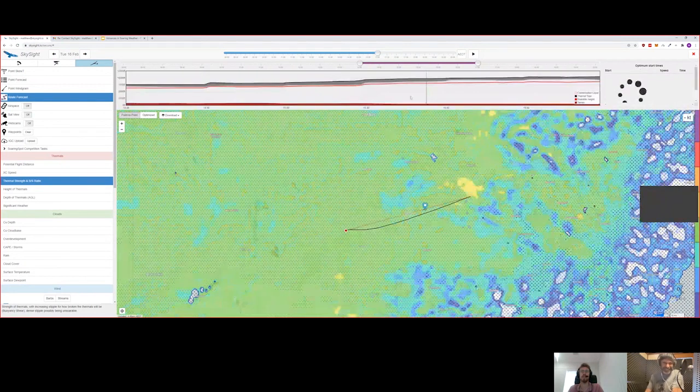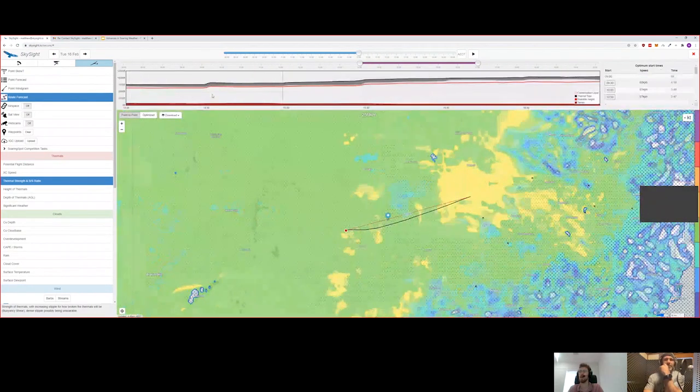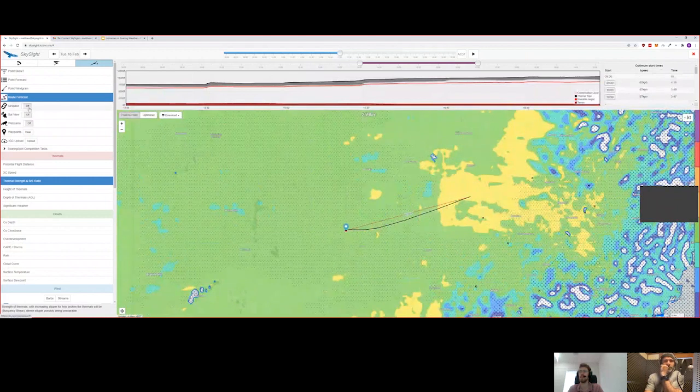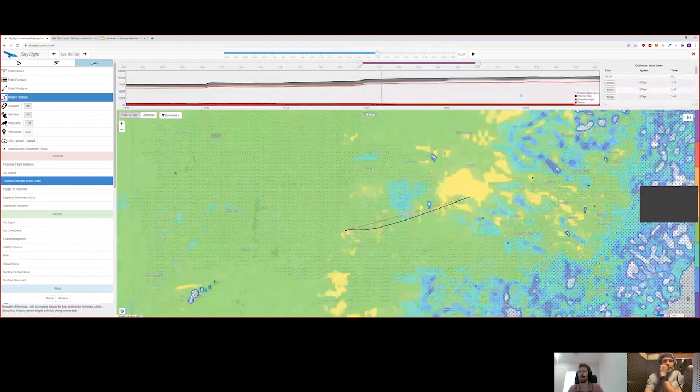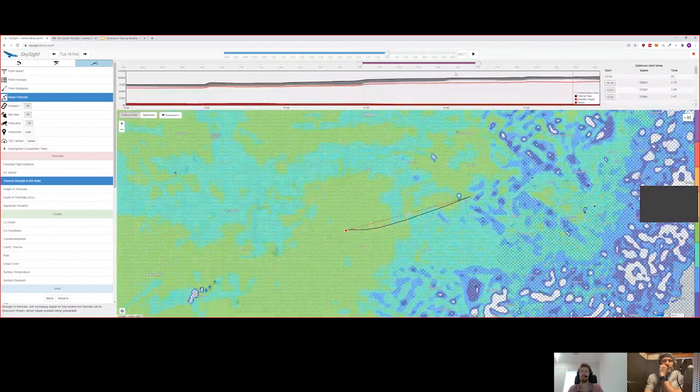And it'll even consider things like airspace. So if you turn on the airspace layer, it'll consider that you can't fly in Class C airspace and things like that in that calculation. And then it won't suggest a route through that airspace.